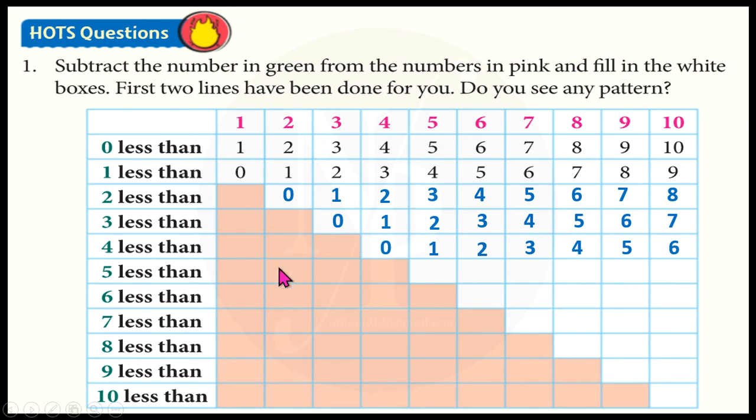Subtracting 5 from 5 we get what? Yes, 0. And then 5 less than 6. Subtracting 5 from 6 we get 1. 5 less than 7 is 2. 5 less than 8 is 3. 5 less than 9 is 4. 5 less than 10 is 5.